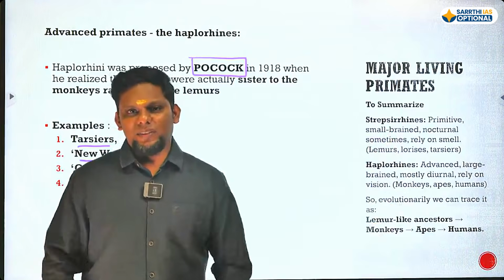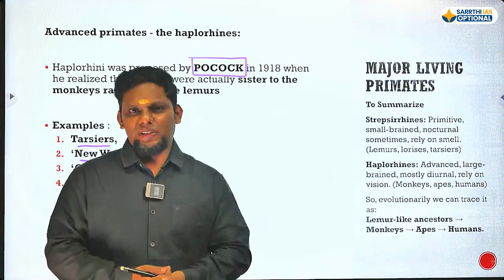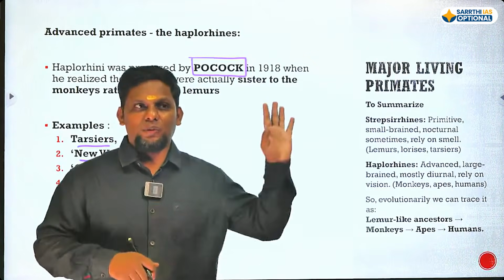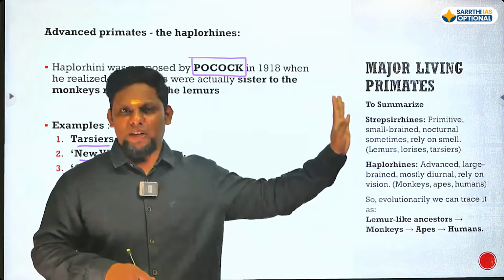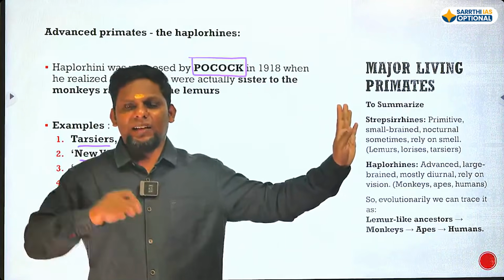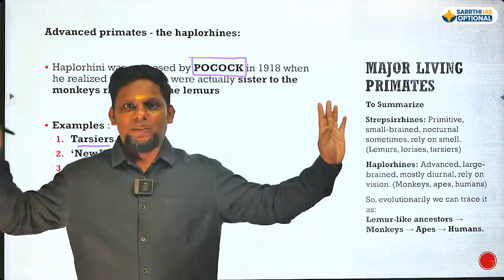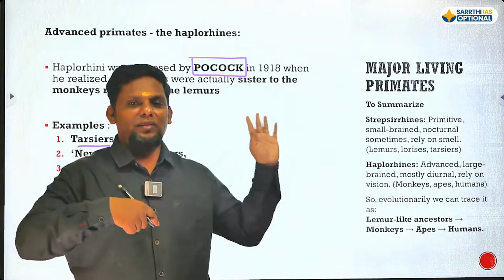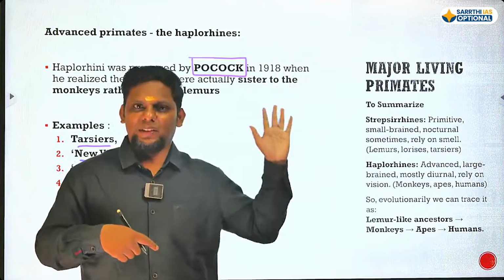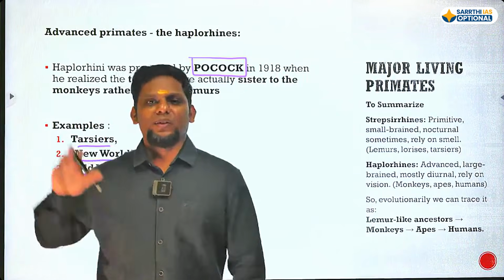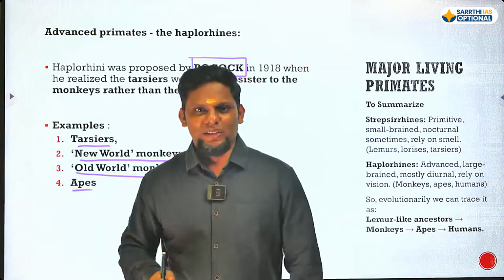So what is it? Especially the DNA studies essentially showed us this. Genetically they're a lot closer to the monkey family and the ape family than they are to the lemurs and lorises. So they share a more common ancestor with these than with your lemurs and lorises. Is this clear?